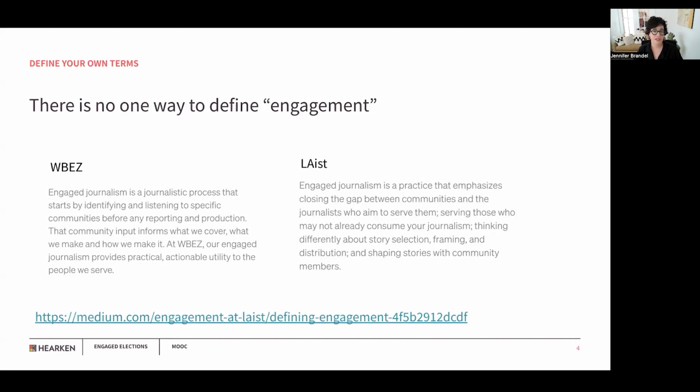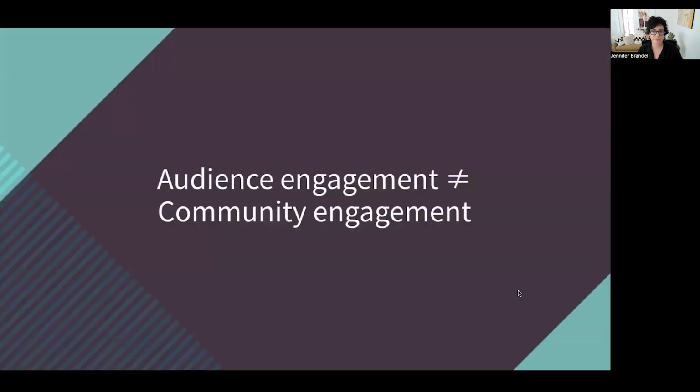In fact, a variety of newsrooms have created their own definitions. Each has a similar way to frame engagement, but also it's specific to their place and their newsroom culture. So you don't need to have an ironclad definition to do great engagement work, but you do need to have a few key concepts front of mind when designing and implementing engagement journalism. So we're going to talk about audience versus community engagement. There's an important point I want to share here about the language and the difference between audience and community engagement. They're not the same thing.